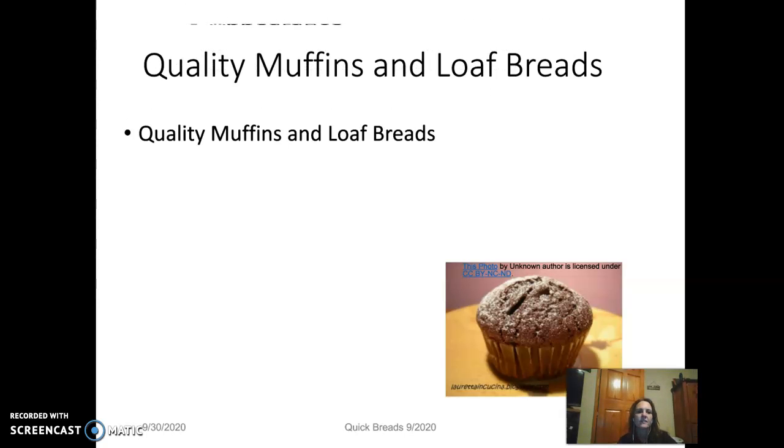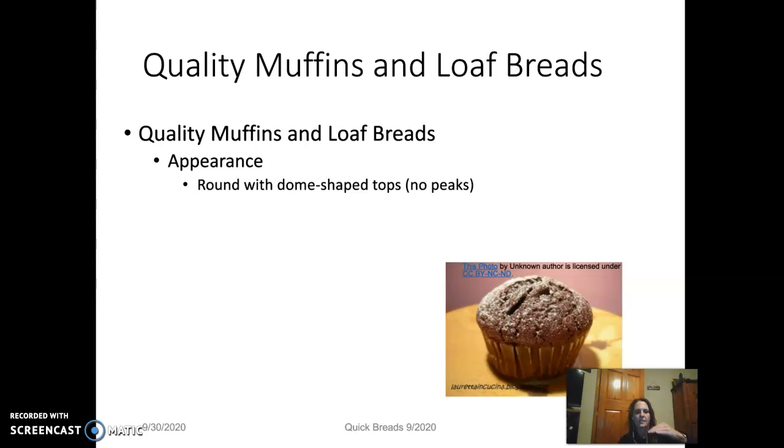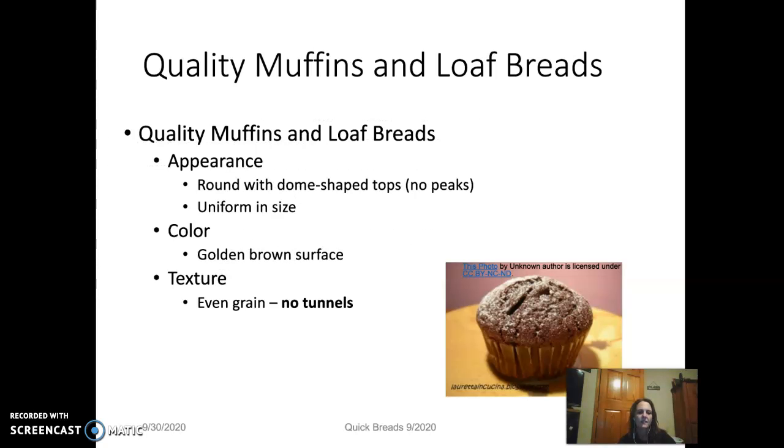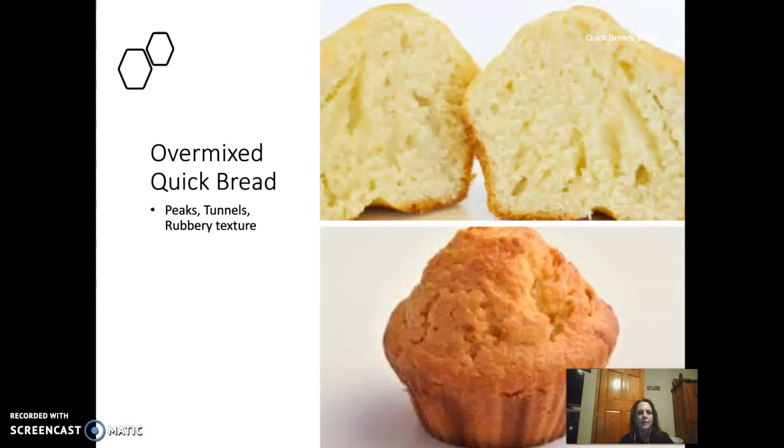Okay, quality muffins and loaf breads. Quality muffins should have a rounded top appearance. They should also be uniform in size. The color should be golden. The texture should have an even grain and no tunnels, or what looks like wormholes, in the middle.